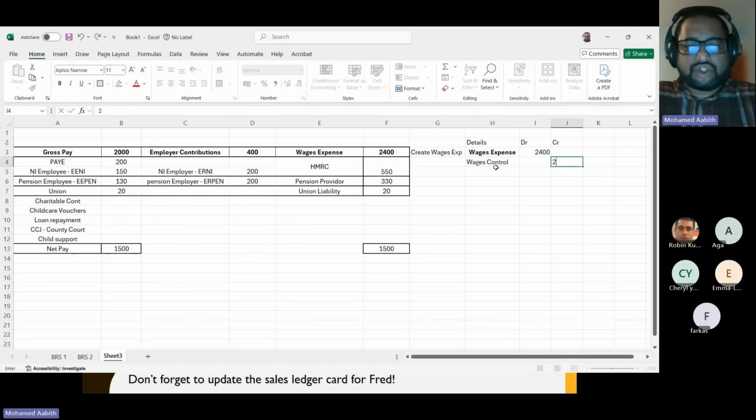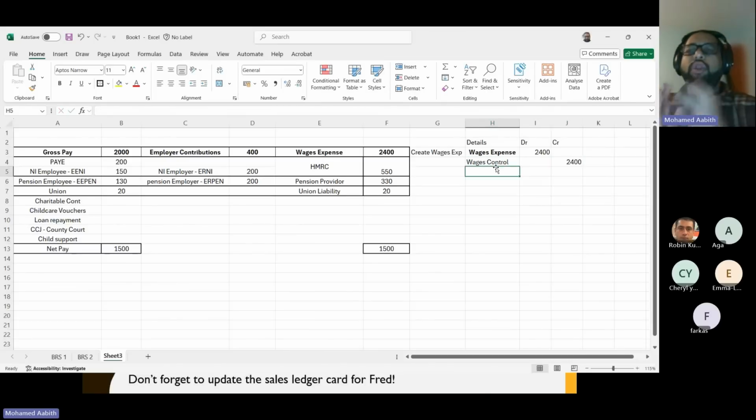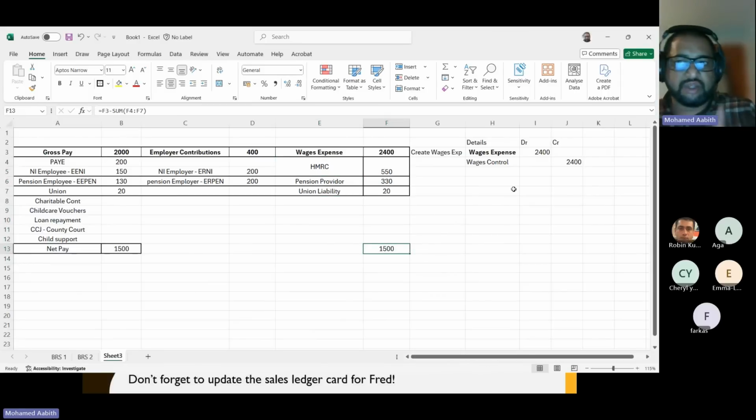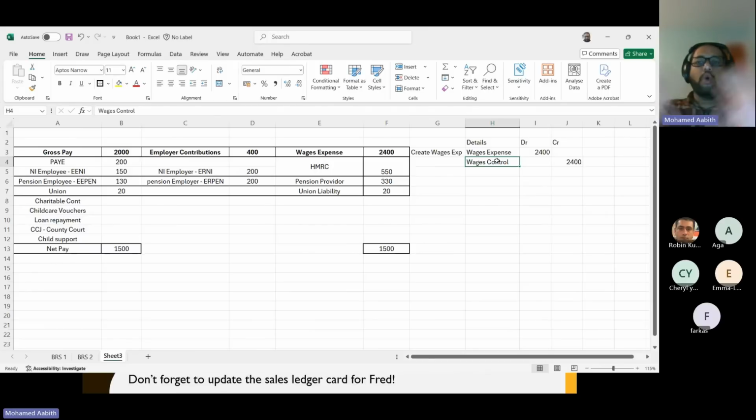This wages control is a special holding account where we can split our wages expense to all these relevant parties. Can you see here these three different parties and the employees? So the first scenario is we create the wages expense, and we need to make sure we create a control account to disperse this 2,400 to all the right beneficiaries.